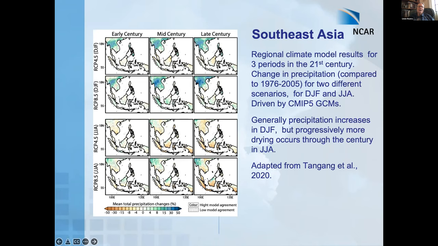But let's look at this little area of Borneo, and we see that with the higher resolution, we actually get an area on the windward side of the island where we have increases in precipitation and then drying on the other side. And these are the types of changes that you really need higher resolution to get.